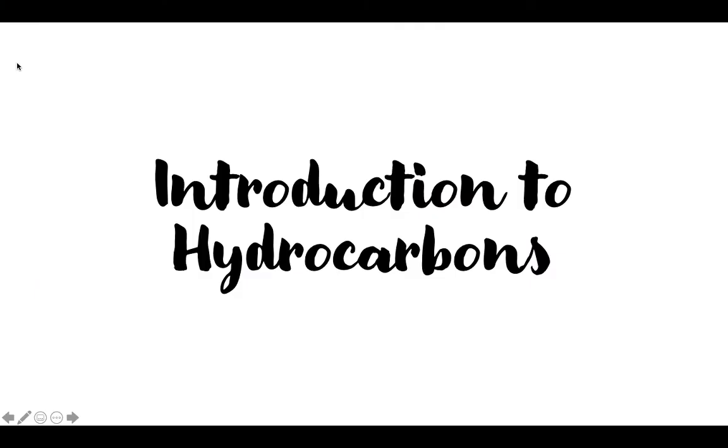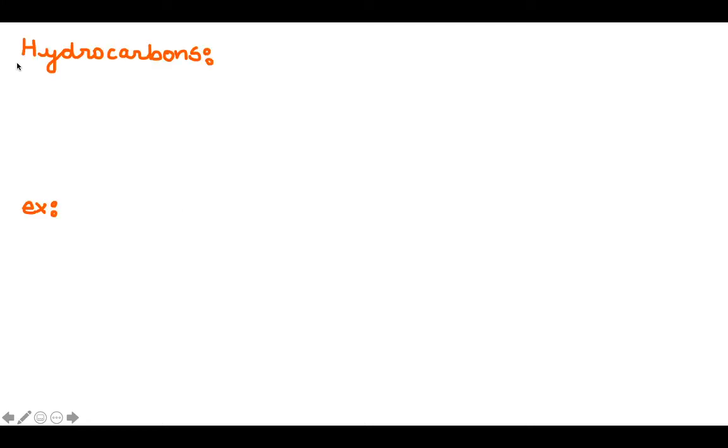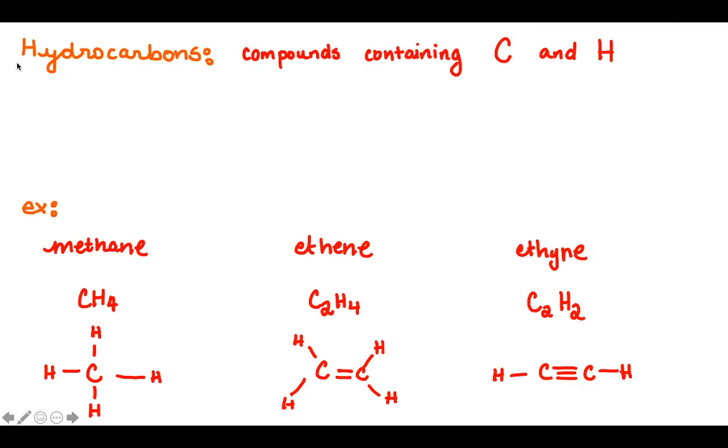All right, in our first lesson in organic chemistry, we're going to take a look at hydrocarbons. Hydrocarbons are compounds that contain hydrogen atoms and carbon atoms. So let's take a look at a few examples. On the bottom of the screen here, I've got methane, ethene, and ethine.